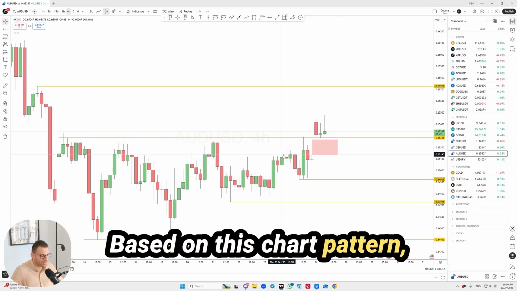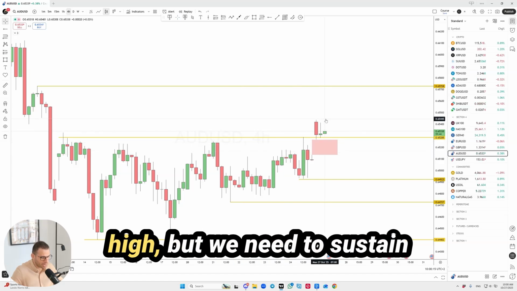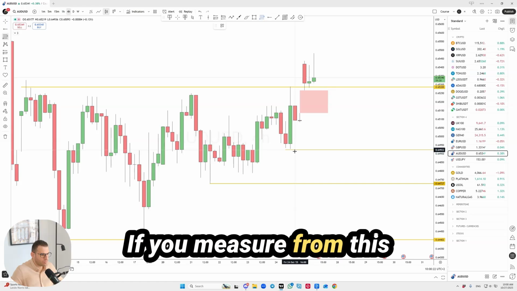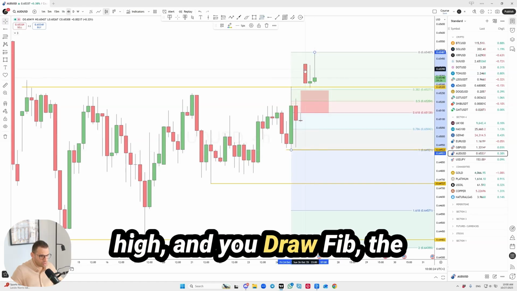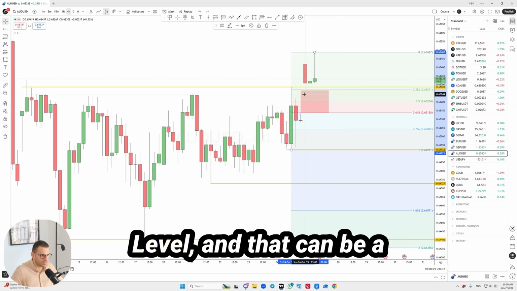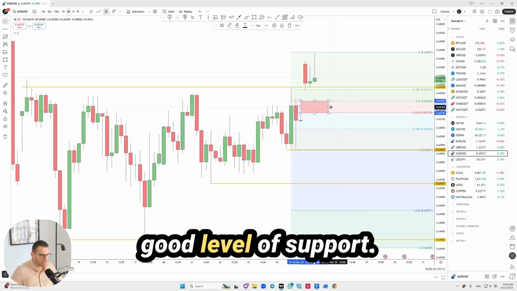Based on this chart pattern, the price made a higher high, but we need to sustain the buying pressure. If you measure from this swing low to that swing high and you draw Fibonacci, the gap is around 50 and 61.8 level, and that can be a good level of support.